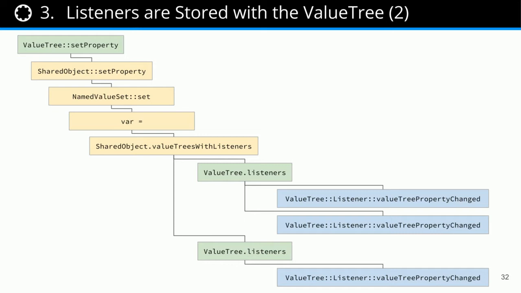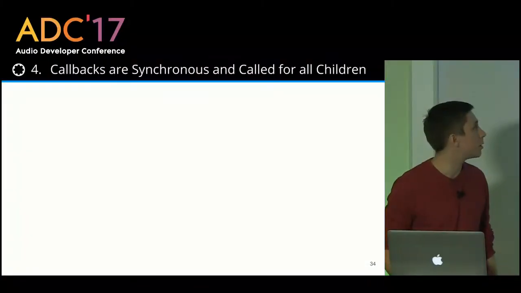So then it starts iterating those listeners and calls the ValueTree property changed callback for those. Once it's done with that list, it goes back to the shared object's ValueTrees with listeners and goes to the next one and so on. However, you can kind of ignore this shared object middle. You can just think of setting a property as calling listeners registered with ValueTrees.